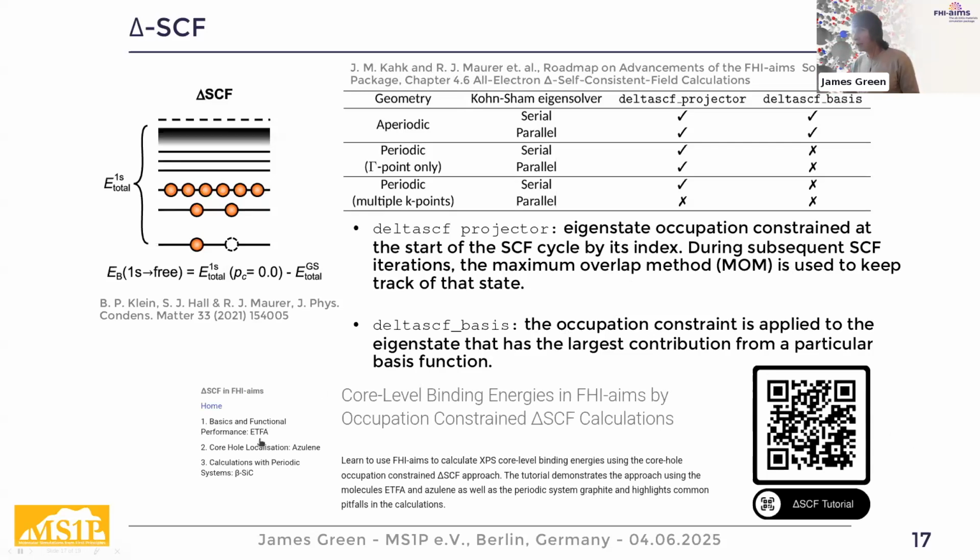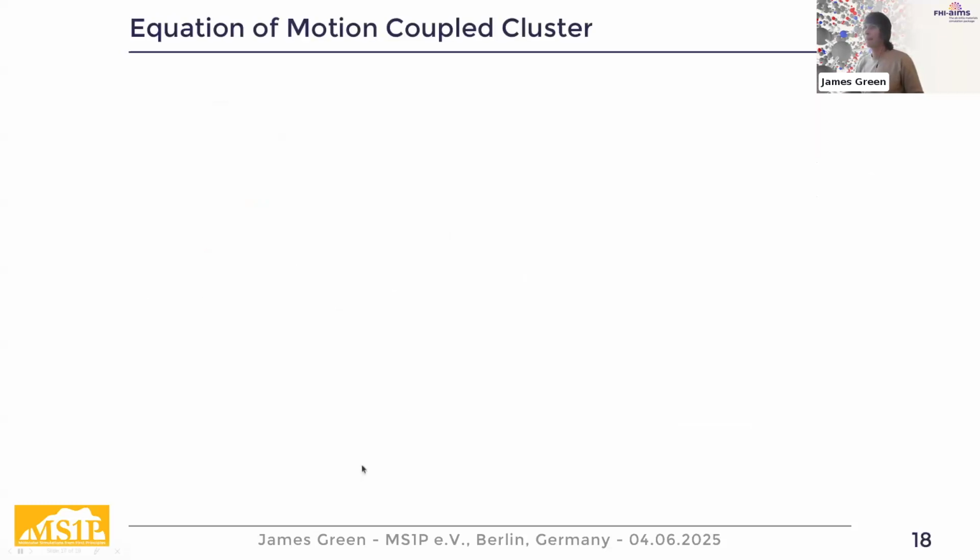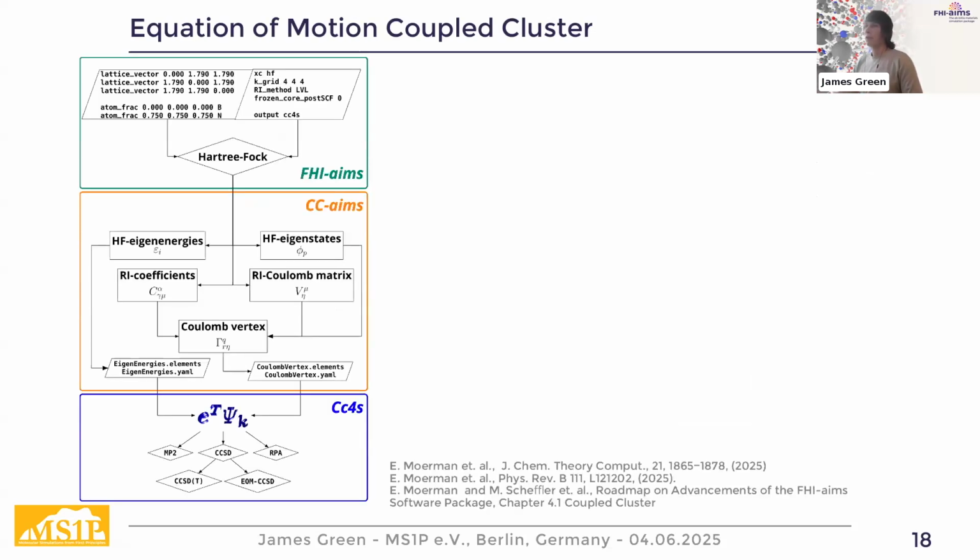And this shows how to use the method with both molecular and periodic calculations, as well as to simulate X-ray photoelectron spectroscopy. The final method that I just want to briefly mention is the equation of motion coupled cluster. This interfaces to Andreas Grüneis's code, coupled cluster for solids, CC4S, via an interface, CC-aims.